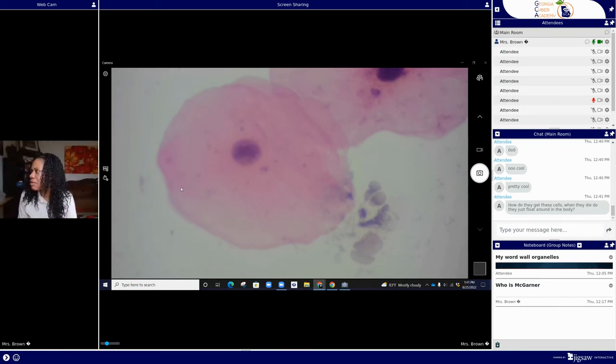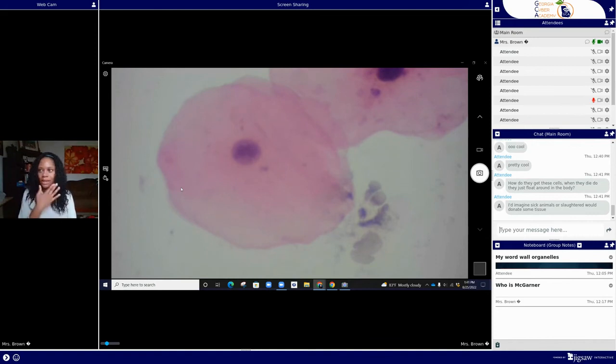How do they get these cells? When they die, or do they just float around the body? I mean, it's just like taking a blood sample from someone and then putting it on a slide, or taking cheek cells right then and there from someone and just putting it on a slide. You're just preserving it. That's all you're doing.